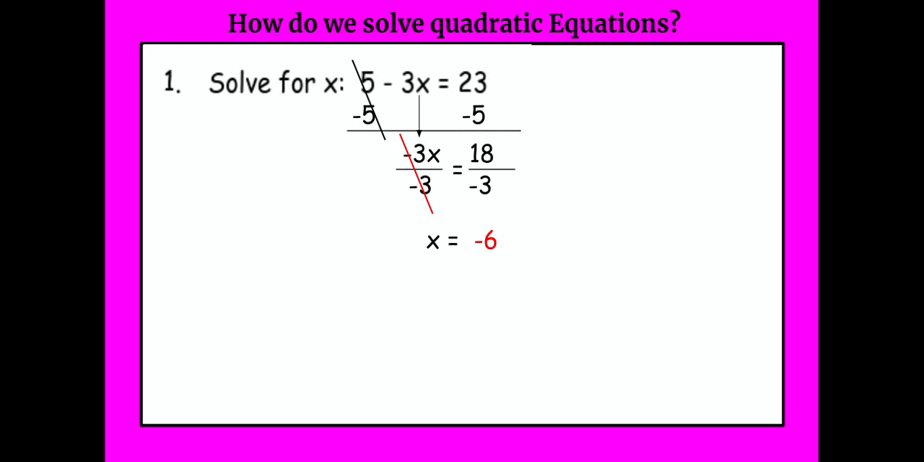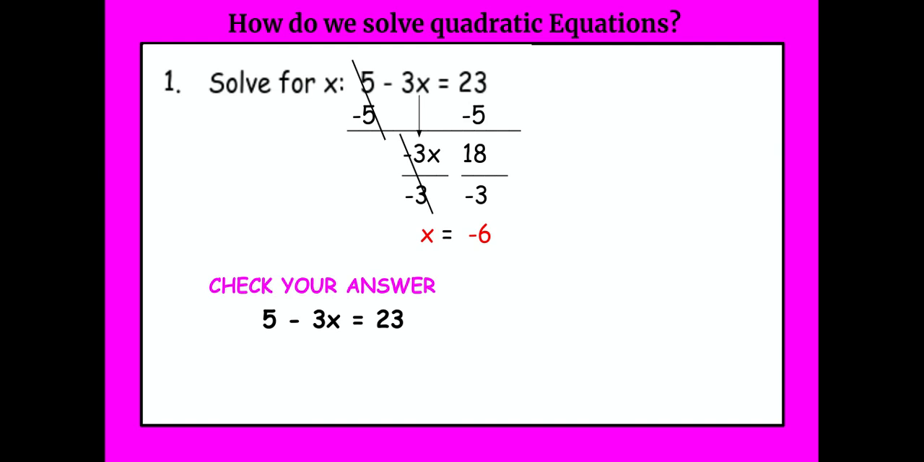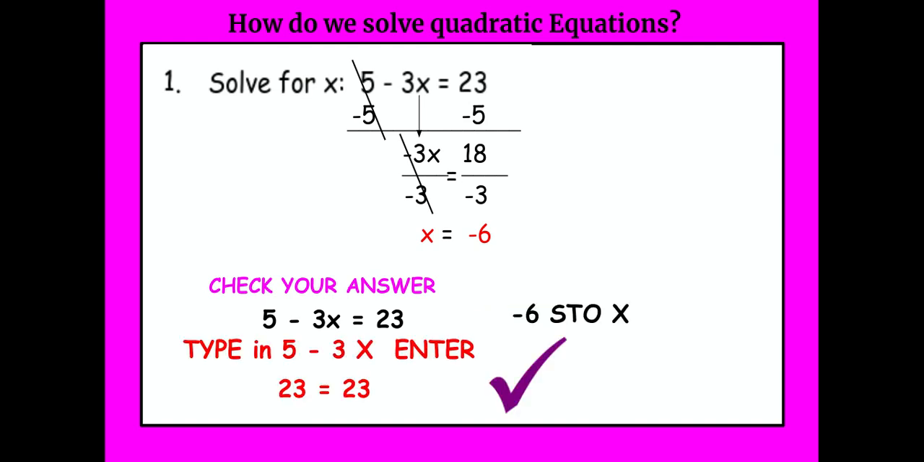So that's what we were doing when solving just a linear equation. And like I said, this is totally different. You don't have to copy these notes down. I just wanted to review it first so you know not to do this when solving a quadratic. You could check your answer by storing -6 in for x and typing in 5 minus 3x, press enter, and you should come up with 23 equals 23. So that's a linear function.